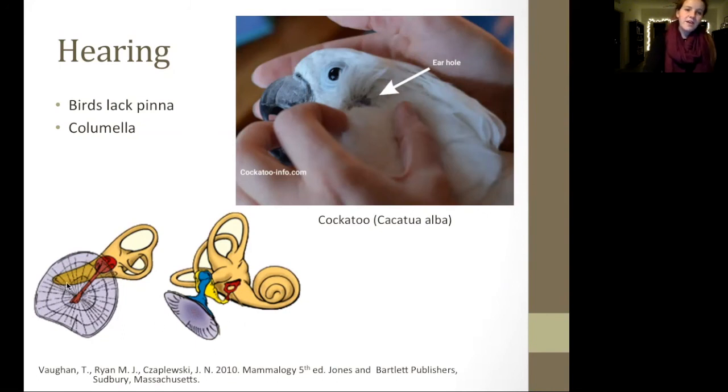But then within the avian ear, you only see that columella there. And they do not have a pinna either. So they have this ear hole that this arrow is pointing to there. So that would be the difference in those.